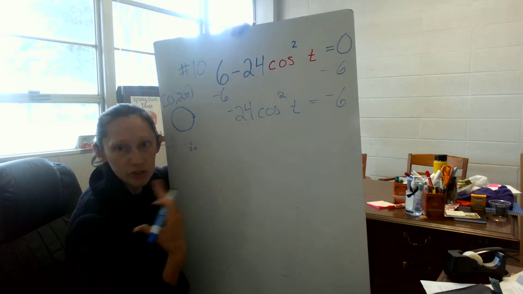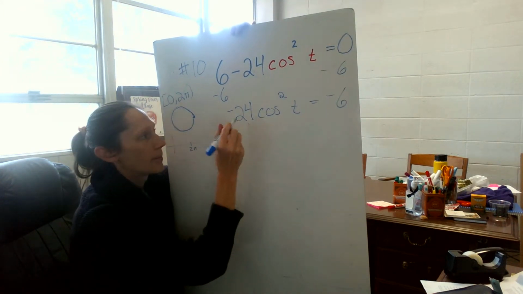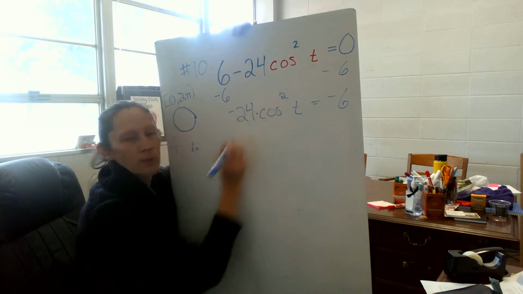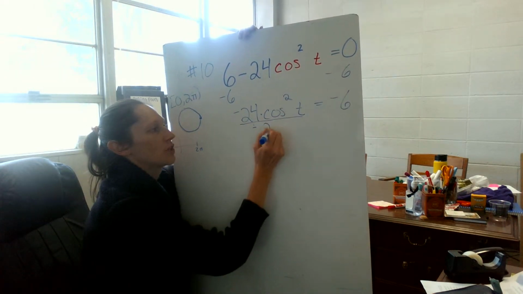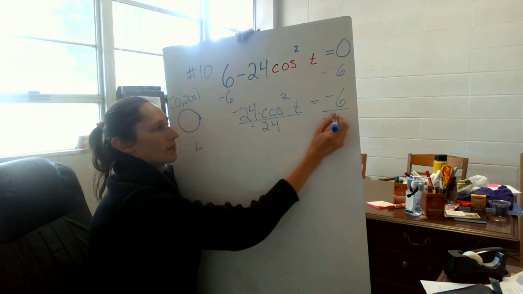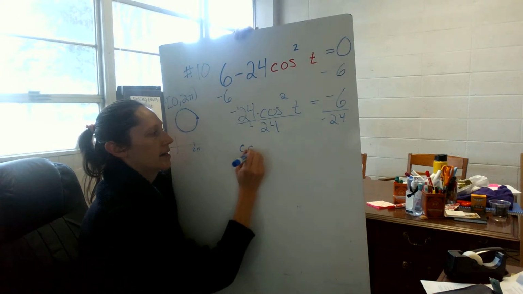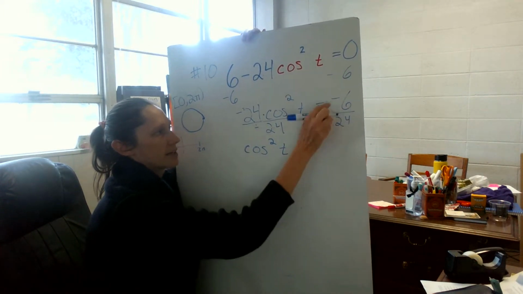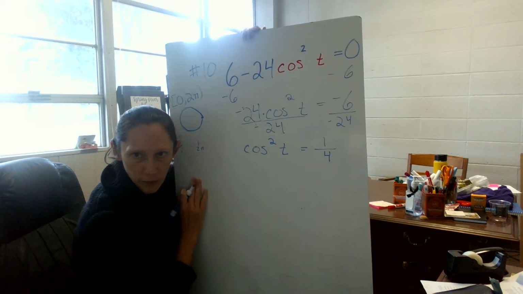All right, now I'm still trying to isolate the trig. Undo this negative 24. But you notice what's happening between the negative 24 and the next term is multiplication. It's negative 24 times cosine. So undo with division. So negative 24s cancel. On the left-hand side, cosine squared t is left. On the right-hand side, negative over negative is a positive. 6 divided by 24 is 1/4.